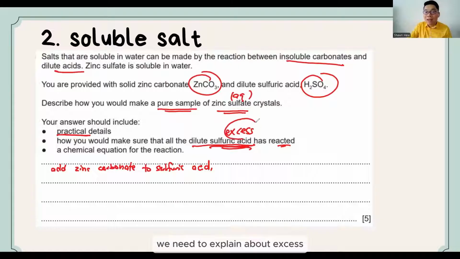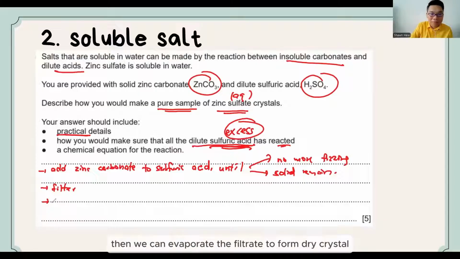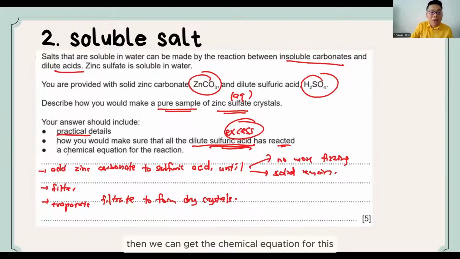We need to explain about excess, so you need to say the practical details, until either you can say no more fizzing or solid remains. After we ensure this is in excess, then we can remove the excess solid by doing filtration. After filtering, we get the filtrate, then we can evaporate the filtrate to form dry crystal. Then we can get the chemical equation for this.